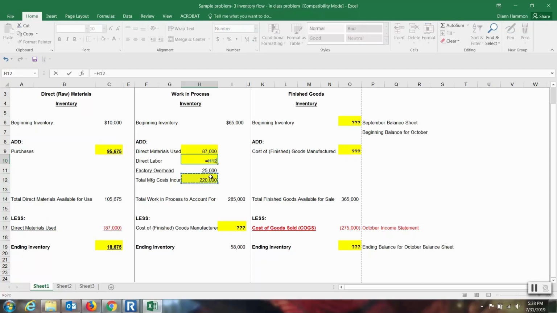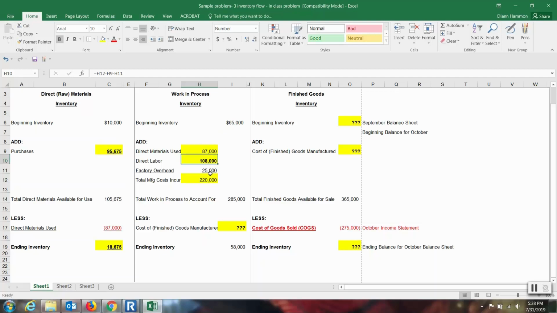I'll take the combined total of the items, which is $220,000. I'll subtract the amount that is allocated to direct materials. I will subtract the amount of factory overhead. That tells me my direct labor must be $108,000. And of course you would do a sum and check your numbers and make sure that this works out.